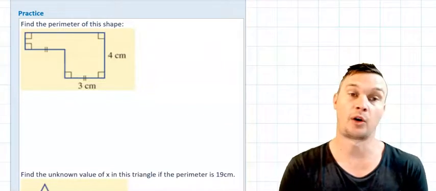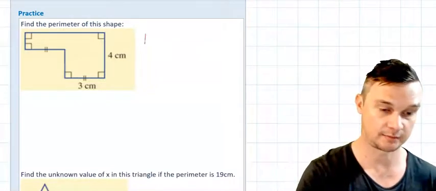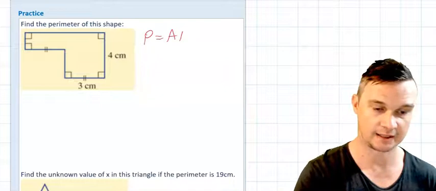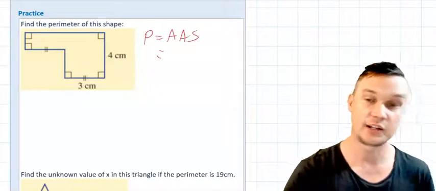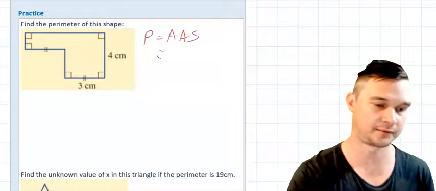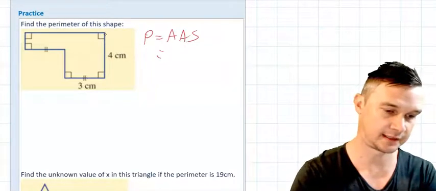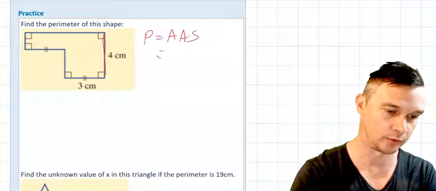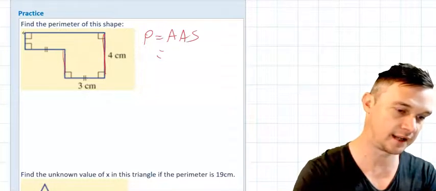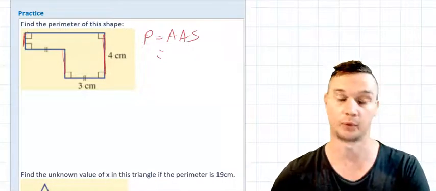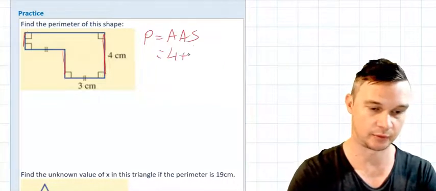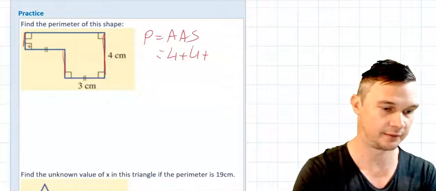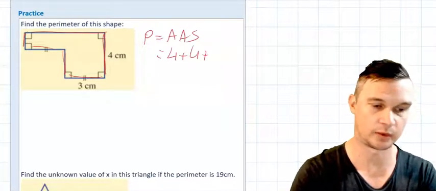So here we want to find the perimeter of this shape. So I'll write down perimeter equals add all sides, and then I can go through first. Now you're going to use a bit of detective work here effectively, and I know that if this side here is 4, then this and this will also be 4. So I can add 4 here plus another 4 over there. Okay, now I have this side and this side to work through.